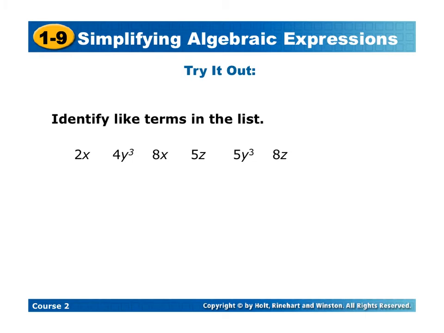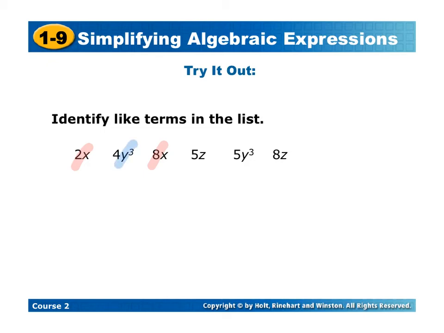Why don't you try this one on your own? Go ahead and pause the video and either use shapes or colors or just physically write them out how you would to group these terms with their like terms, and then check when you are done. In this case, we have 2x would be the same as 8x.